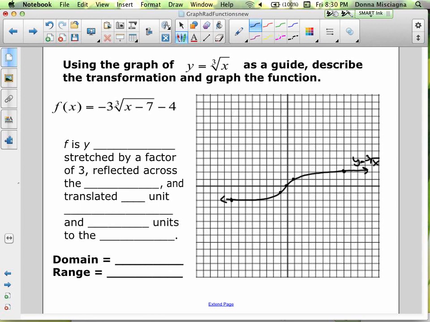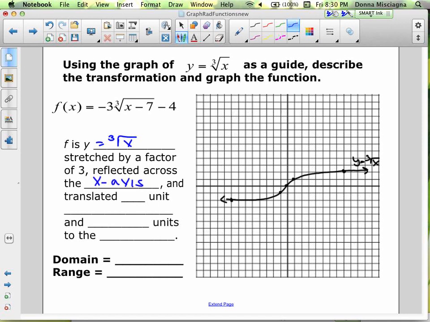All right, so we have a number in front. We have a coefficient in front. And it's negative. Right? So our parent function, of course, was the cube root of x. That's been stretched by a factor of 3. So all the y values are 3 times as much. And it's going to be reflected across, it's in front of the radical, the x-axis.